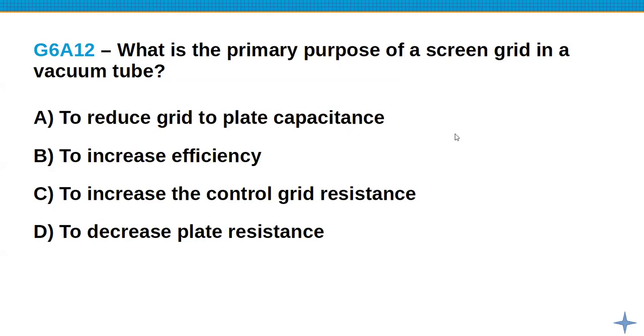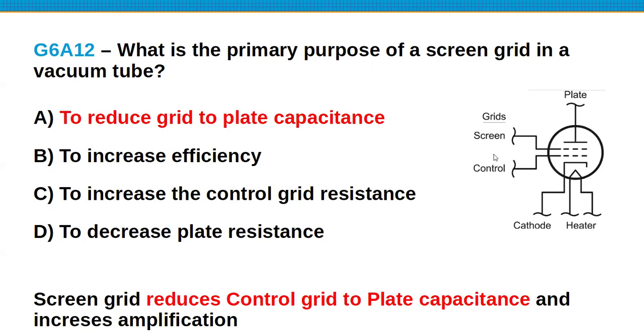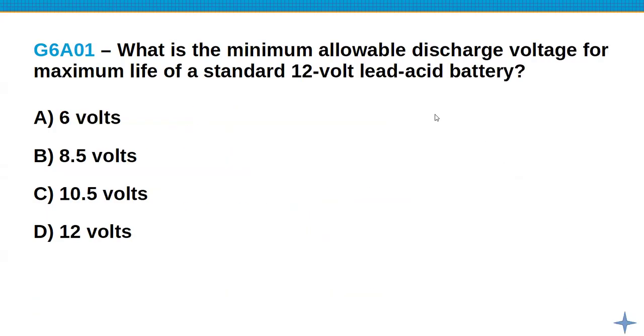What's the primary purpose of a screen grid in a vacuum tube? It's Charlie, capacitance. I don't know. Alpha? Did you say capacitance, not resistance? Yes, alpha. I'm thinking the other one. Right. Yes, because you're putting two capacitors in series, so you're reducing the capacitance.